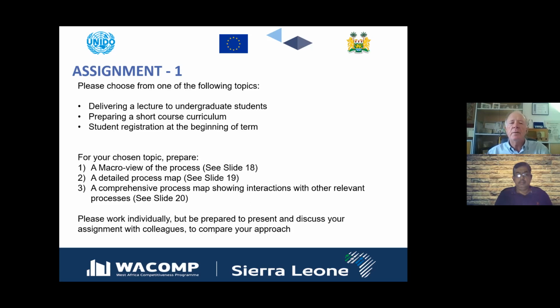And then think about a more detailed process map, maybe aimed at somebody who hasn't conducted that process before, or who is a newcomer into the university and needs that information to be able to carry out their relevant roles. And then third, a more comprehensive process map showing the interactions with other relevant processes. And we've given you an example of that in slide 20.